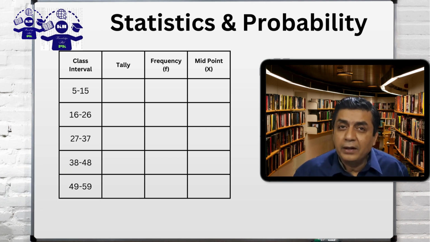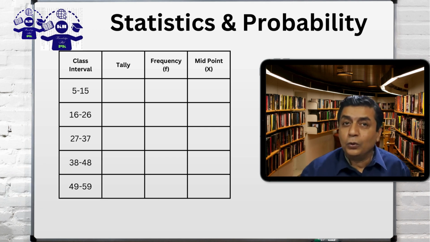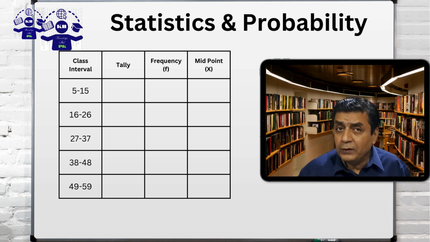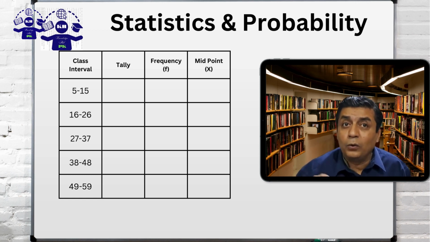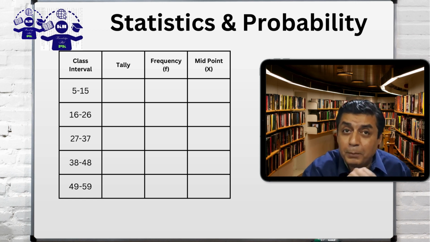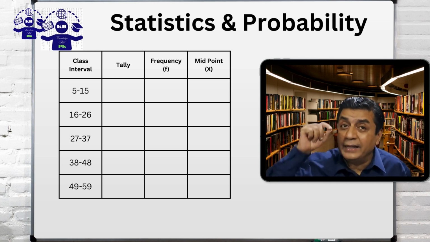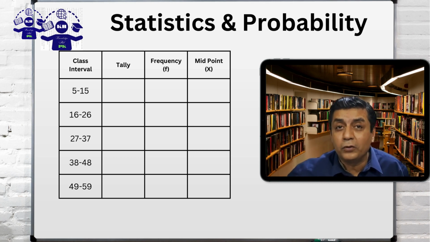To place the relevant values, we need to know the frequency of each class interval. Now, frequency of each class interval means how many values are going to be stored in that particular class interval. So, frequency tells about the number of values that are going to be stored in one particular class interval.